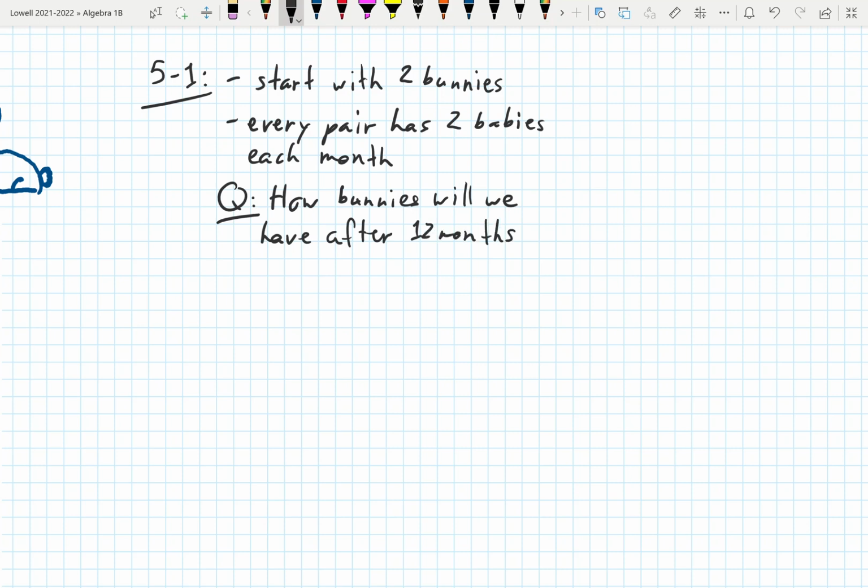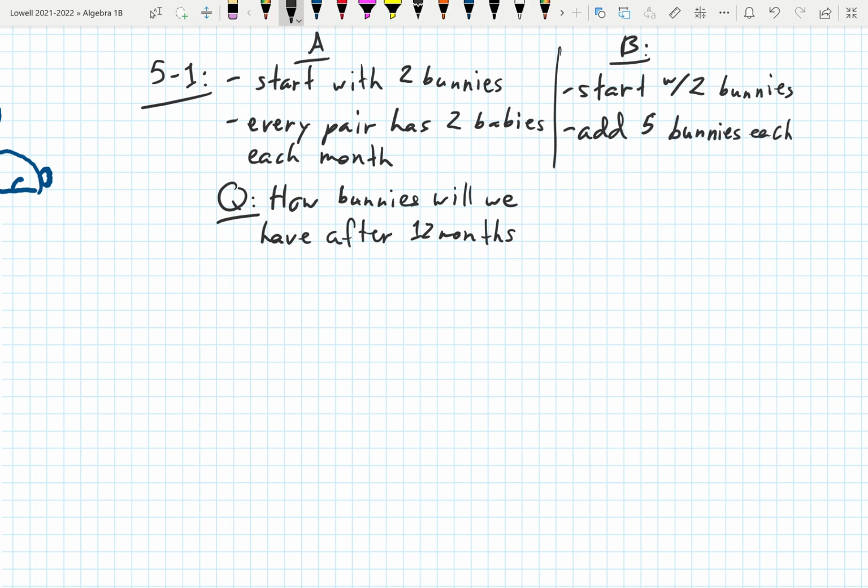What I also want to do in this scenario is actually compare this to something that would be more familiar to us. So I'm going to call this situation that we're curious about situation A, and I'm going to create a new situation for us B, and let's say that we start off with the same amount. Start with two bunnies, but in this case the bunnies don't reproduce. Let's just say maybe they're too old, but instead we just bring 5 new bunnies to the farm each month. So maybe this is like a bunny retirement home if you want to think of it like that. And so we add 5 bunnies each month.